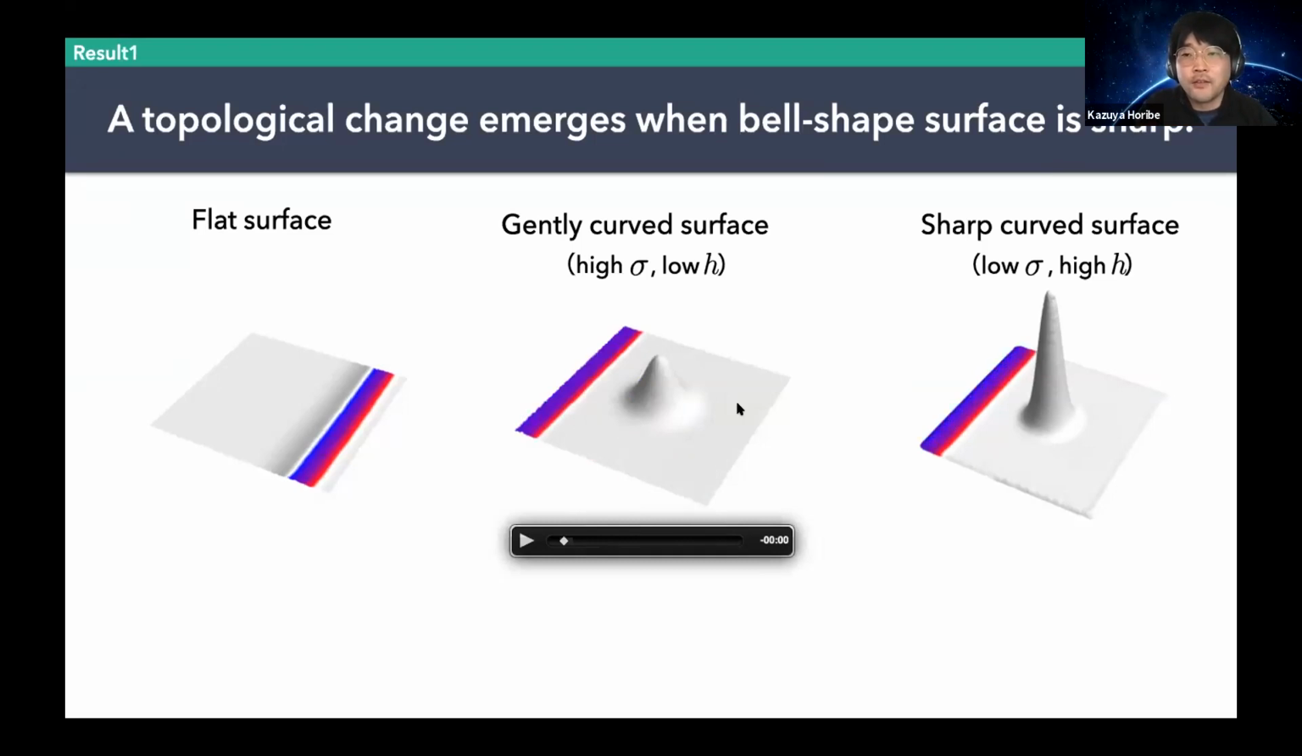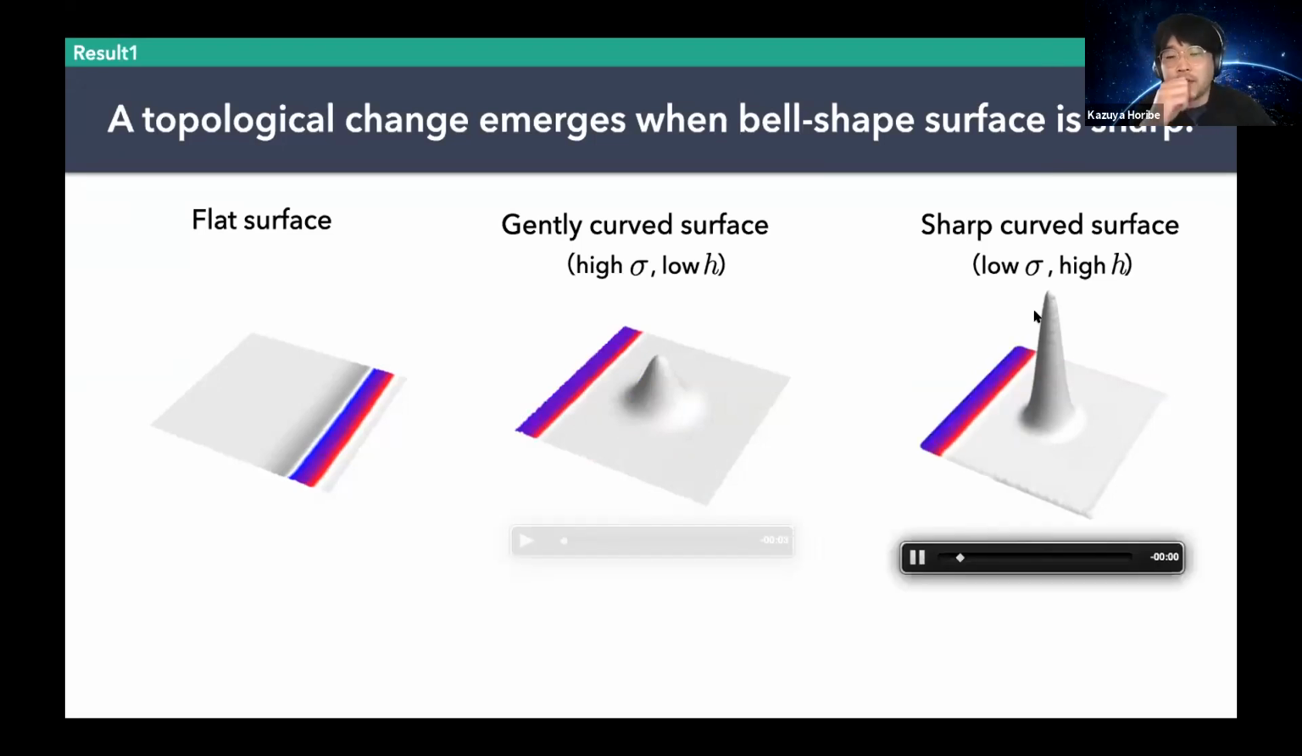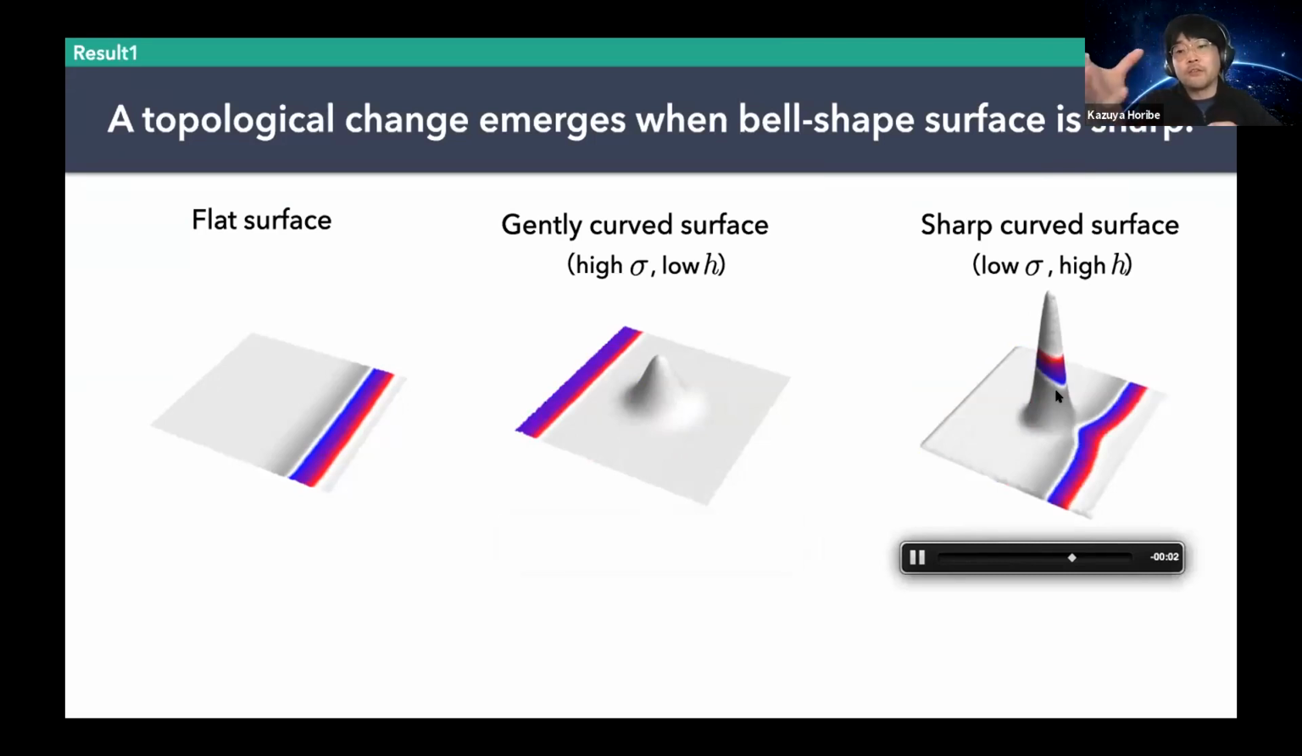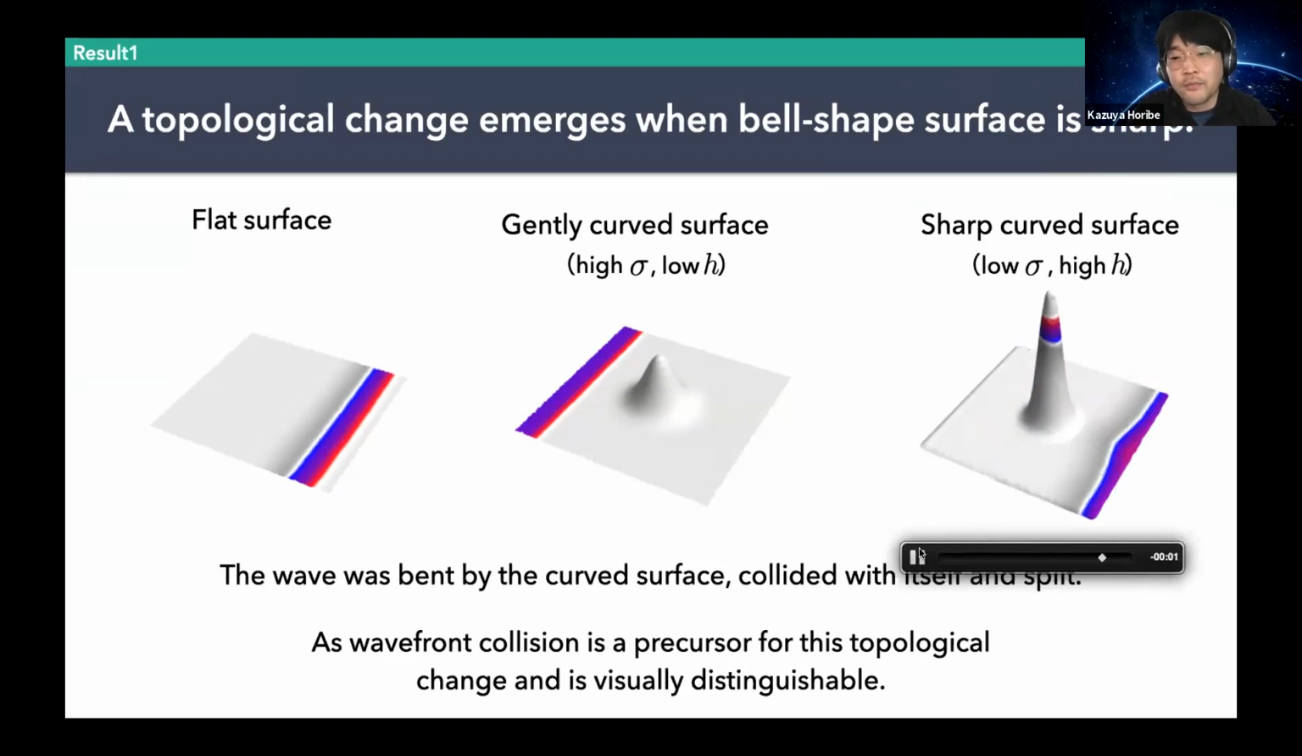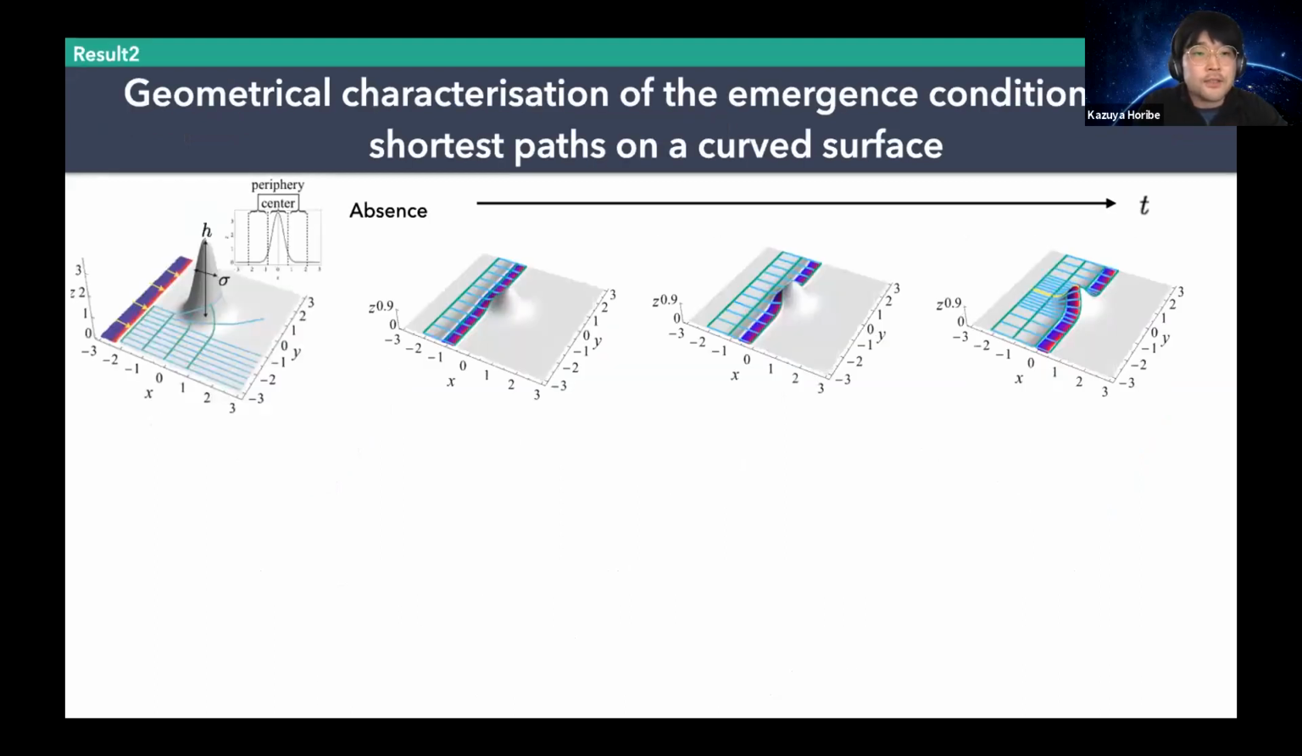And the sharp curved surface splits the traveling wave like this, and makes independent waves. So the wavefront collision is a precursor to the topological change. So we try to understand this geometrically.